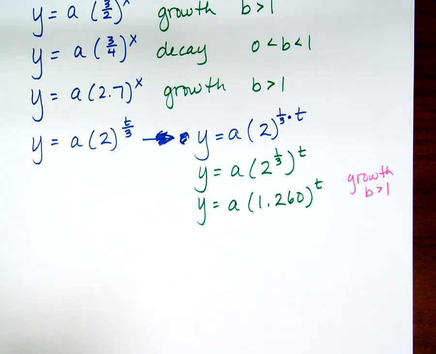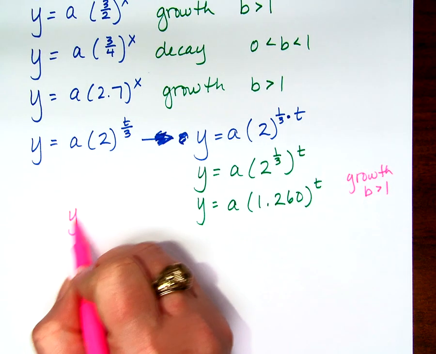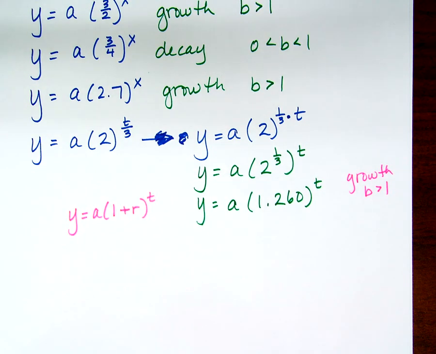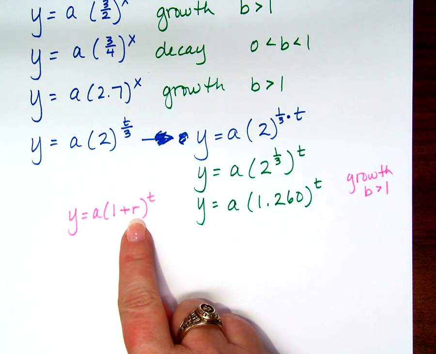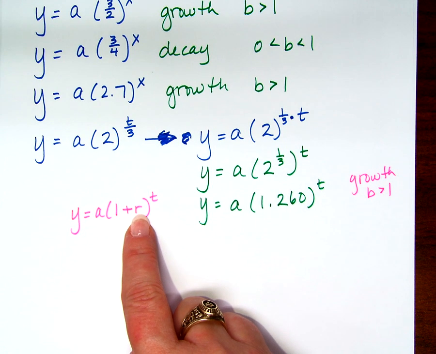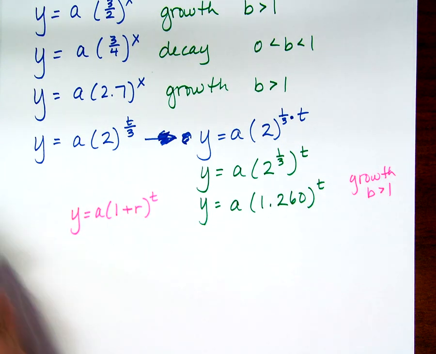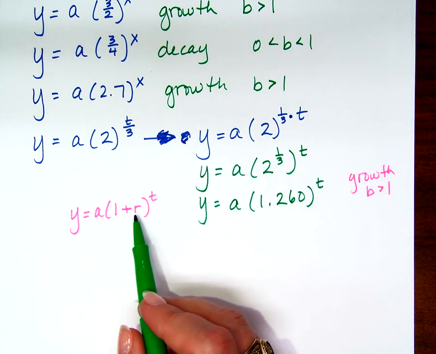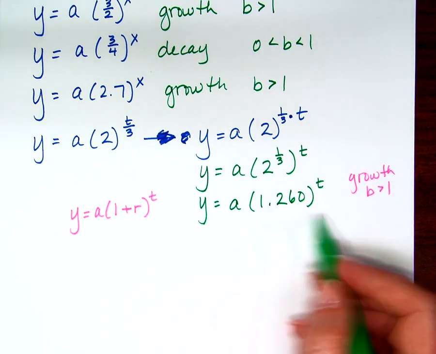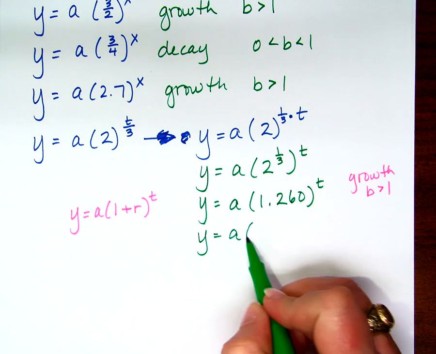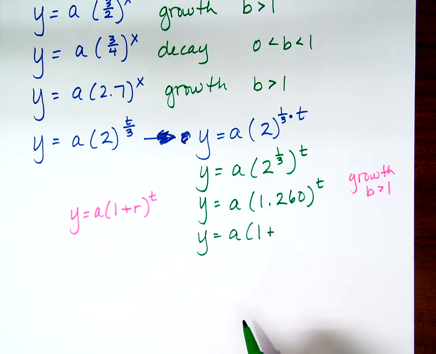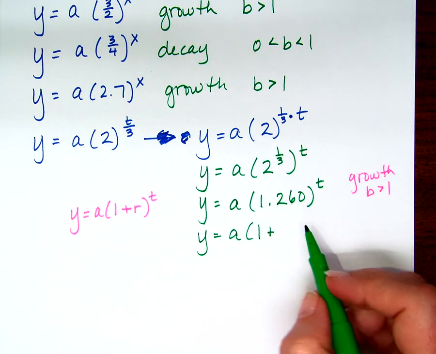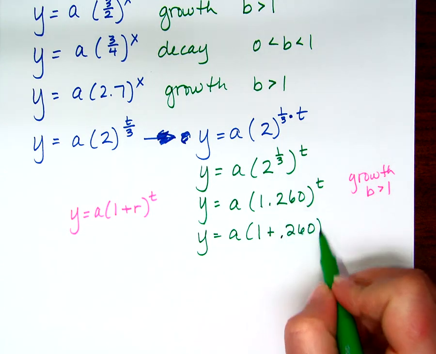Well, if you knew this equation right here, which you're about to know, 1 plus r to the t power. This equation right here will tell you what your r is, what your growth is. So I need to rewrite that equation in this form so that I can tell what my r is. So if I rewrite this equation, what is it going to look like? 1 plus what? Well, 1 plus what number is going to equal 1.260? 0.260.